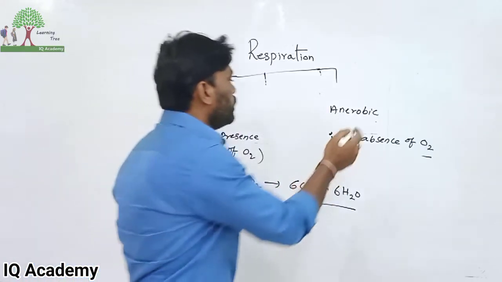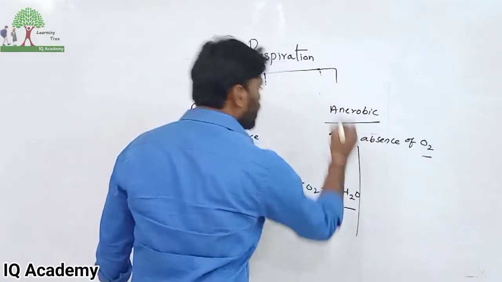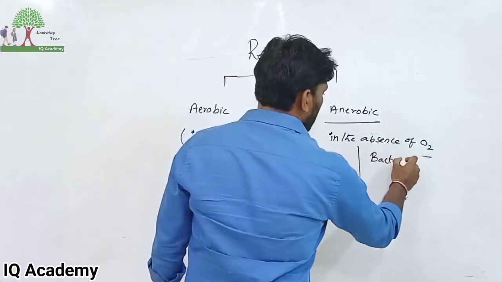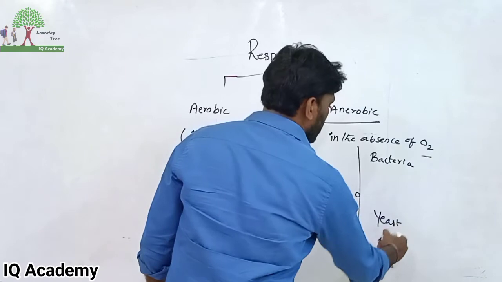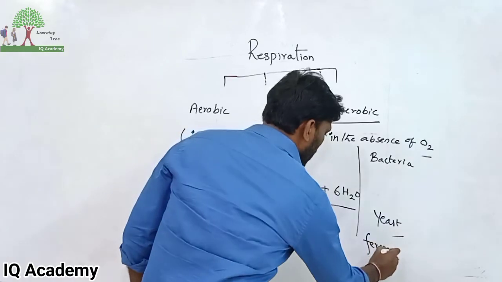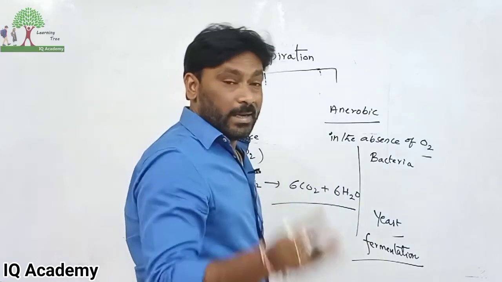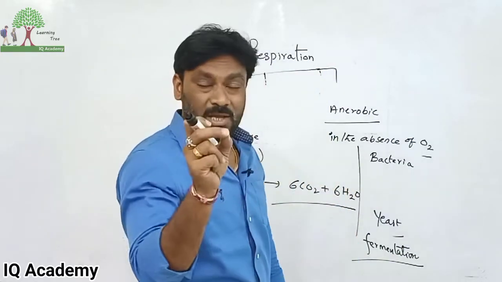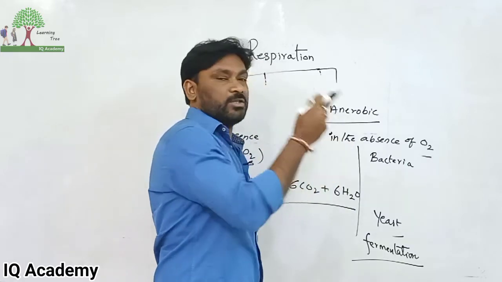But in the anaerobic respiration, what are the end products? If you observe anaerobic respiration, take an example of bacteria. In the bacteria, anaerobic respiration takes place, as well as in the yeast. In the yeast, it is also called the fermentation process. What is called fermentation? It is a type of respiration done by the yeast cells in the absence of oxygen. It is called fermentation, and alcohols are produced.